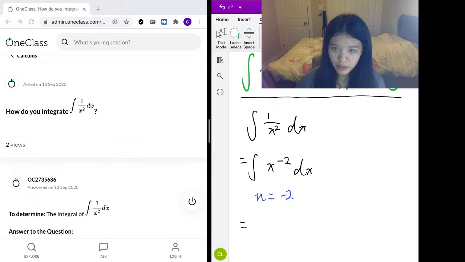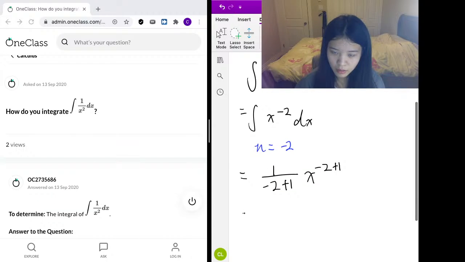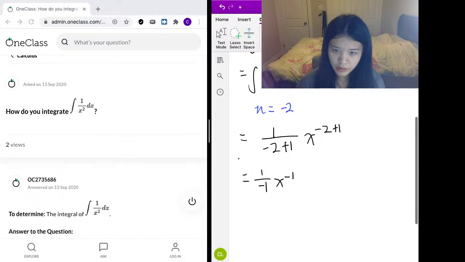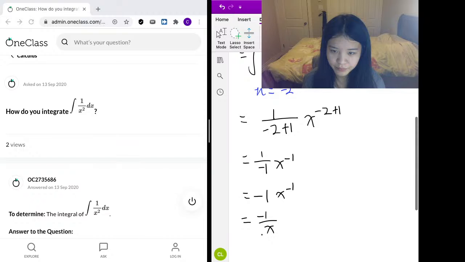So we just apply the formula, and we know that 1 over n plus 1 is 1 over -2 plus 1, times x to the power of -2 plus 1, which equals 1 over -1 times x to the -1. So it's just equal to -1 times x to the -1, which is just equal to negative 1 over x. So yeah, that's our solution.